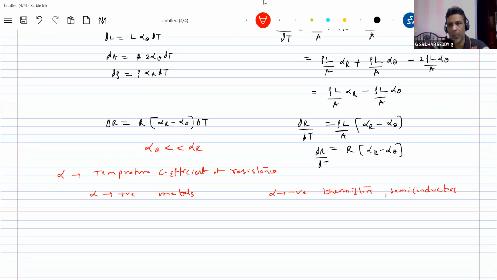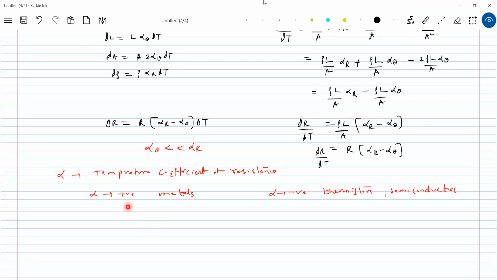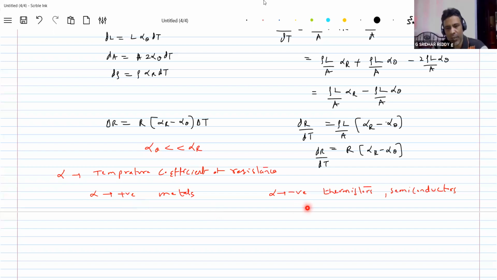As you raise the temperature, the collision of the drifting electrons with the atoms will increase. Because of more collisions, more resistance is applied to the flow of charge. That's why the resistance increases. Therefore, alpha is positive. For some materials, like semiconductors, we call them semiconductors rather than conductors. Examples of semiconductors are germanium, silicon, gallium arsenide; all these are called semiconductor materials. A good example is germanium and silicon.